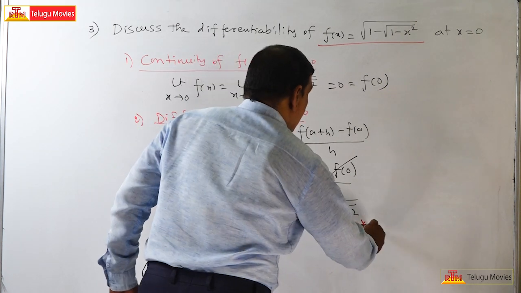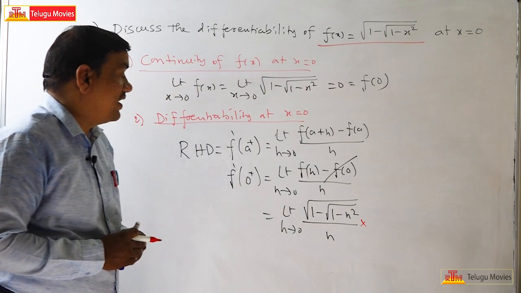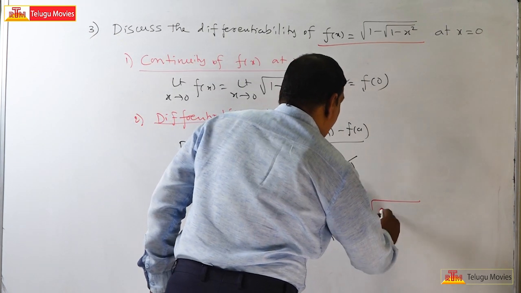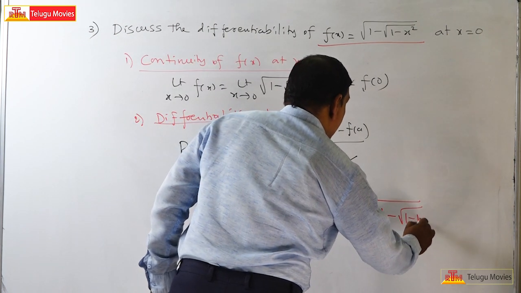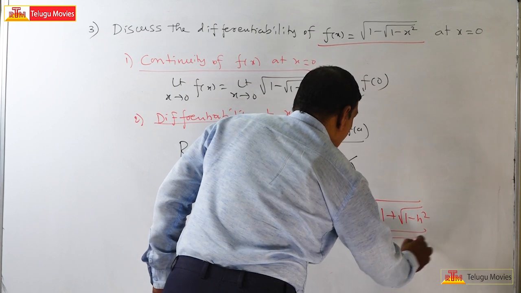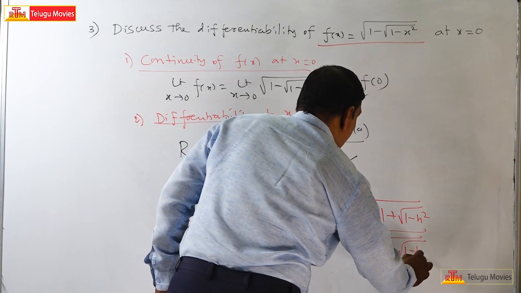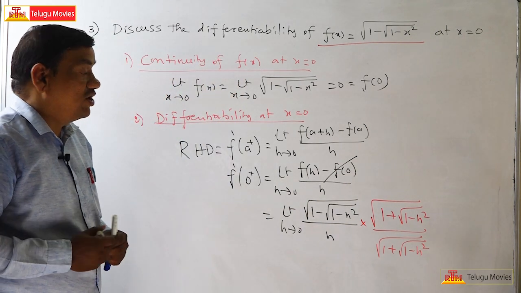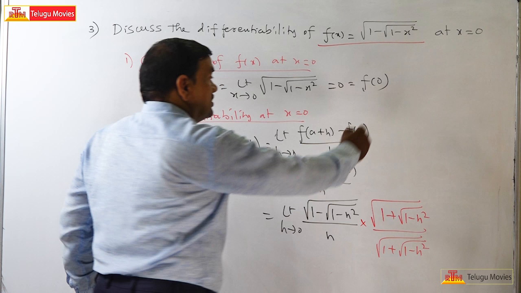Let us multiply the numerator and the denominator with root of 1 plus root of 1 minus h square. Multiply the numerator and denominator with that value. Okay, so let us see what happens.